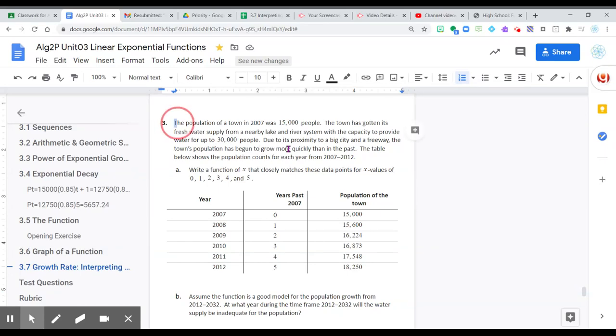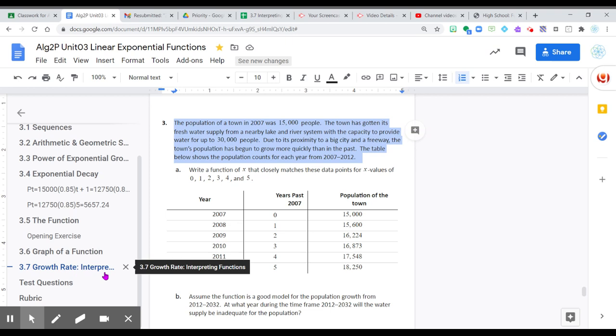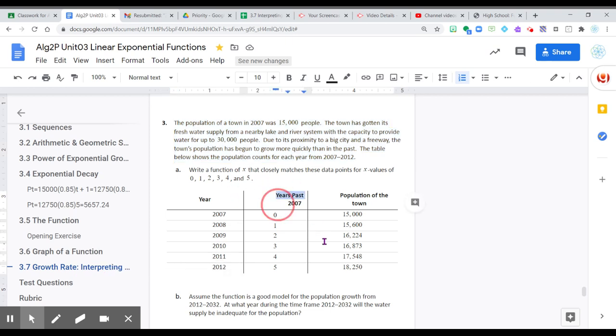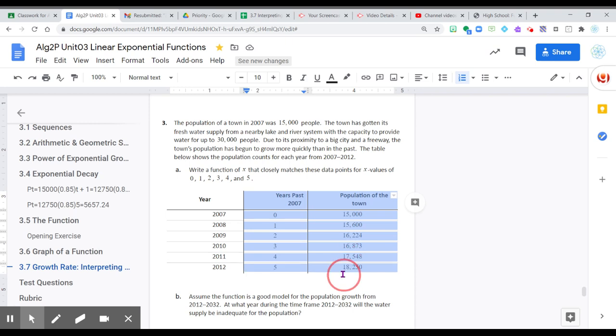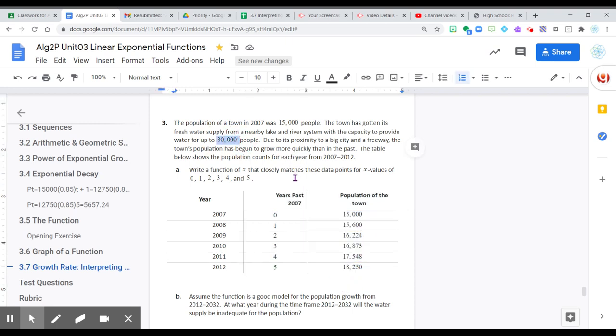Welcome back. We're continuing our investigation of the third problem for 3.7 growth rate. We're currently looking at what's going to happen as the population of a little town gets bigger and bigger and bigger when its water supply is only designed for 30,000 people. The first thing we want to do is write a function that closely matches the data for the x values for the years 1, 2, 3, 4, 5, etc., saying that year 0 is year 2007.